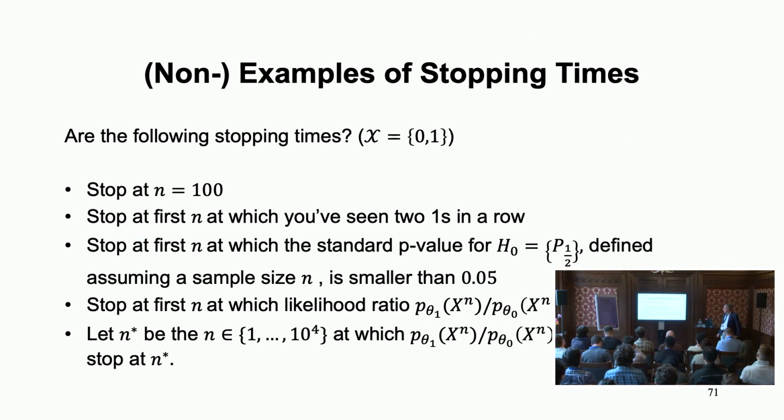So here are some examples. Stop at n equals 100 is a stopping time. Stop at the first n at which you've seen 2 ones in a row. Or stop at the first n at which the standard p-value is smaller than 0.05. That would then be an invalid p-value because it assumes that you had a fixed stopping time. But as a stopping time, it's valid. It's a valid time for telling you when to stop. But you can also stop as soon as your e-value, if this is an e-value, is larger than 20.